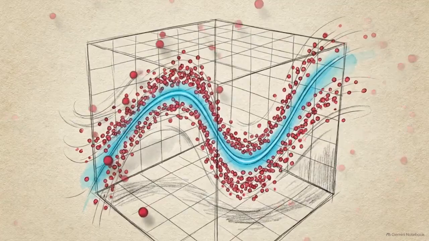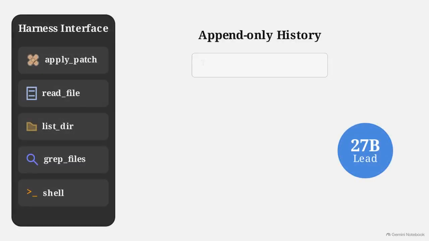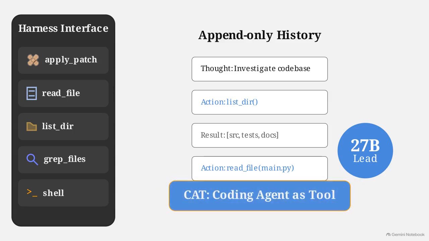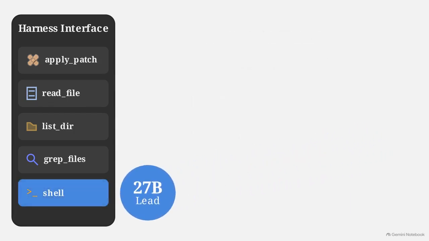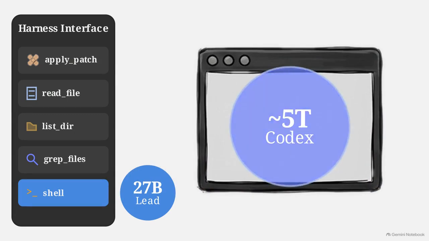for RL. Traditional multi-agent systems attempt to conduct science by relying on complex, hard-coded harnesses where models role-play different researchers. Faraday discards this. Its harness is a linear, append-only history equipped with exactly 5 functional tools: apply patch, read file, list directory, grep files, and shell. This minimal interface enables the core architectural paradigm of the system, coding agent as tool, or CAT. Faraday uses its shell tool to spin up a command line instance of a massive codex model.